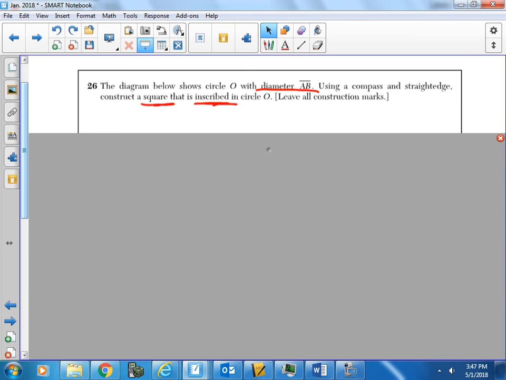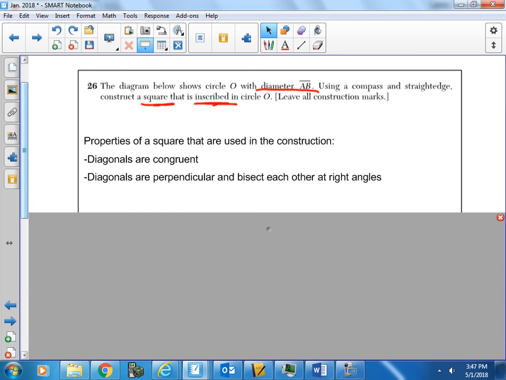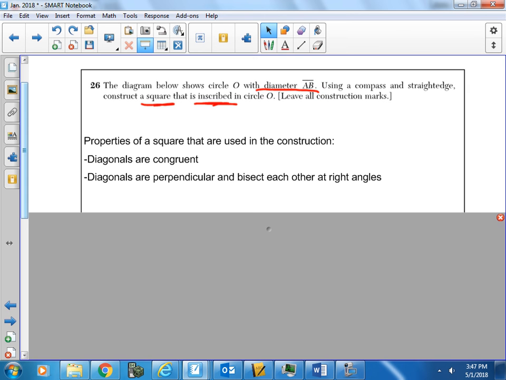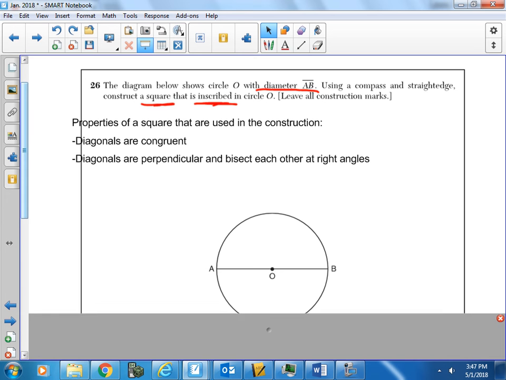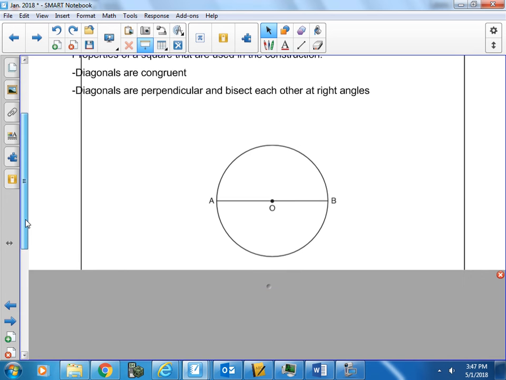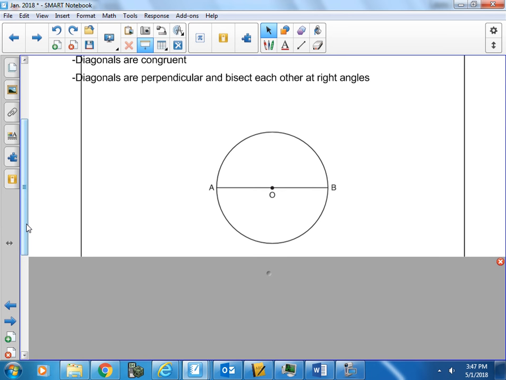Okay, so here are the properties of a square that are actually used in this construction. I want you to write these down. The diagonals of a square are congruent, and the diagonals are perpendicular and bisect each other at right angles. So go ahead and write that down. Now, if you have a compass and a straight edge, you can follow along with what I'm doing.